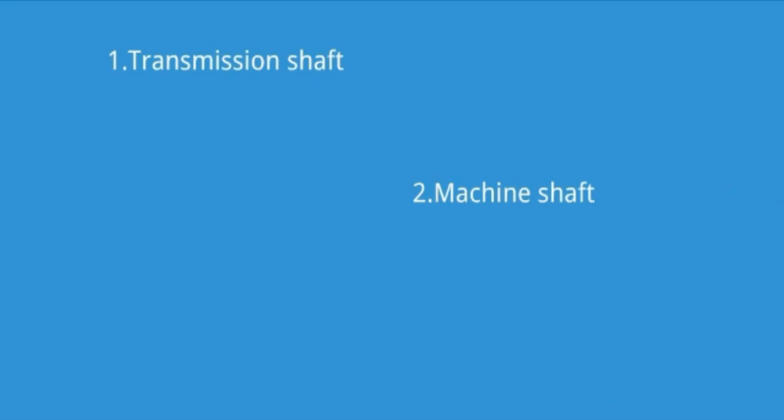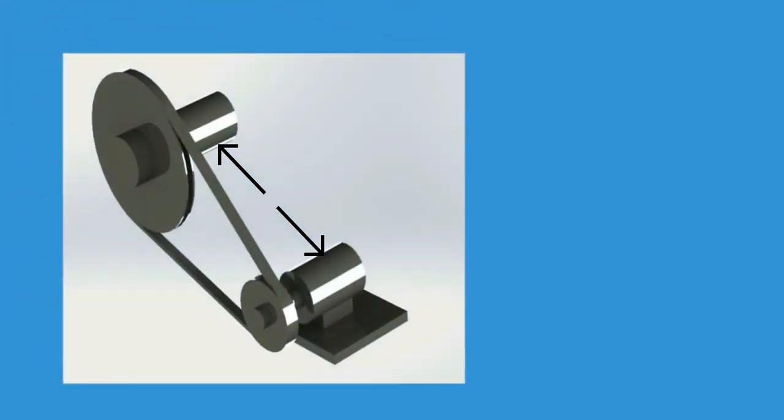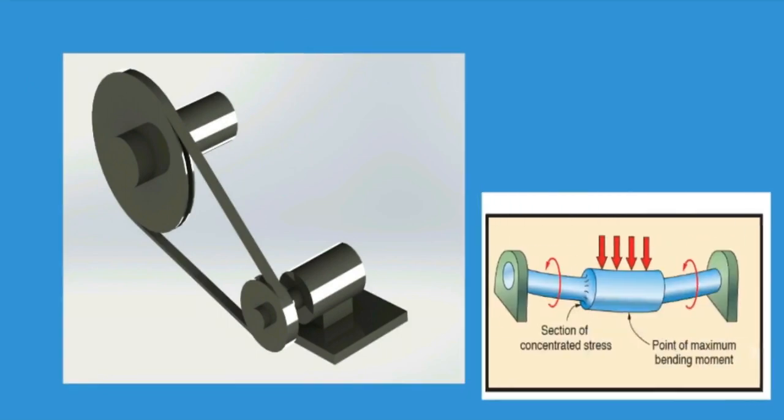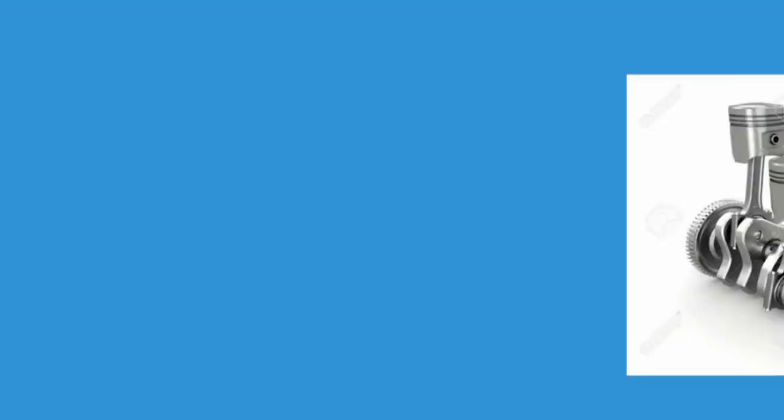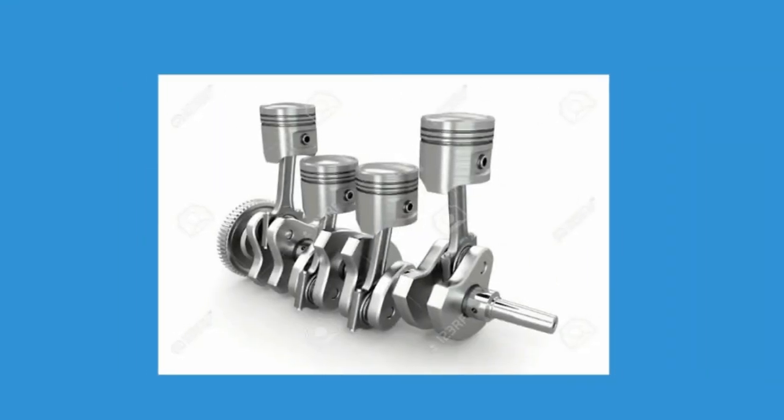Generally shafts are of two types: transmission shafts and machine shafts. Transmission shafts are those which transmit power between the source and the machines absorbing power. Since these shafts carry machine parts such as pulleys and gears, they are subjected to bending in addition to twisting. Machine shafts form an integral part of the machine itself. The crankshaft is an example of a machine shaft.